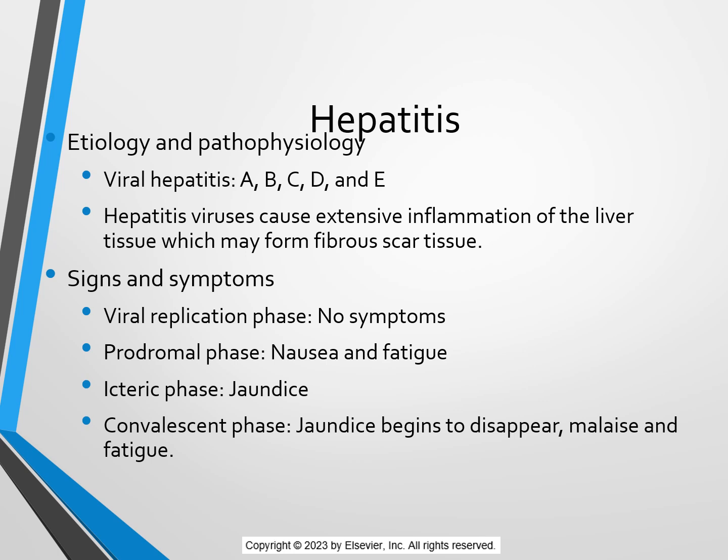The liver will become tender and enlarged. In the fourth and final phase, the convalescent phase, this begins when the jaundice is disappearing. Convalescence can take 2 to 4 months. With chronic hepatitis B and C, patients are likely to be asymptomatic or have symptoms of chronic liver disease. Symptoms could include fatigue, nausea, vomiting, poor appetite, right upper quadrant pain, dark urine, and light-colored stools.